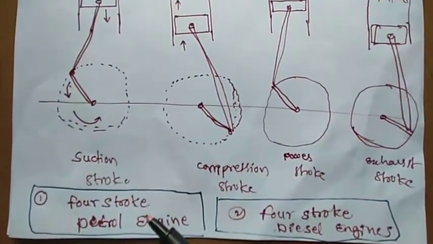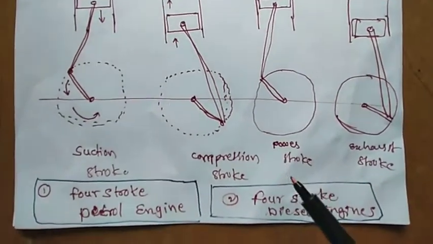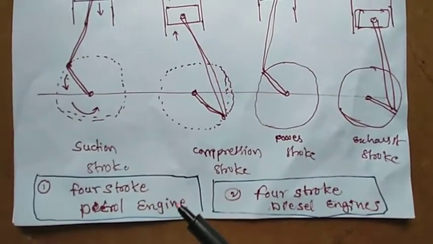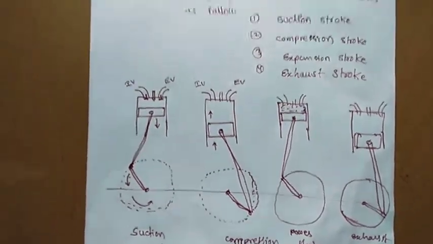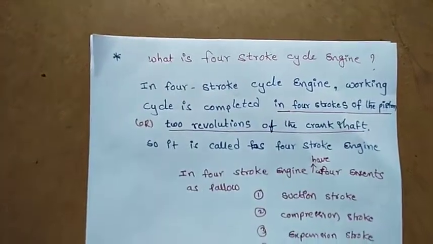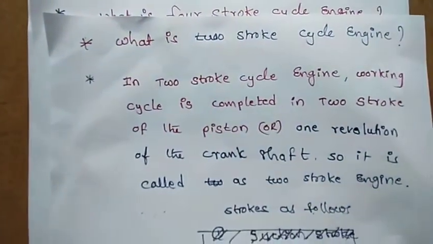Basically, in a 4-stroke cycle engine, we have 2 types of engines: the 4-stroke petrol engine and the 4-stroke diesel engine. So this is about the 4-stroke cycle engine. Next we will see what a 2-stroke cycle engine is.